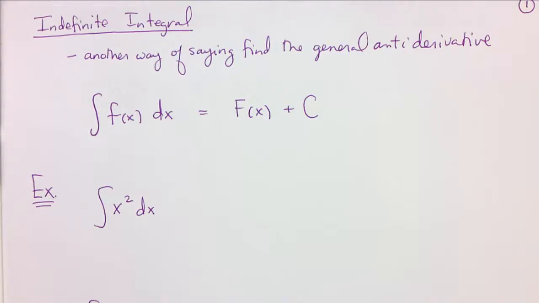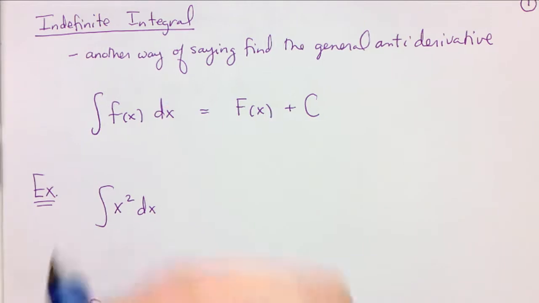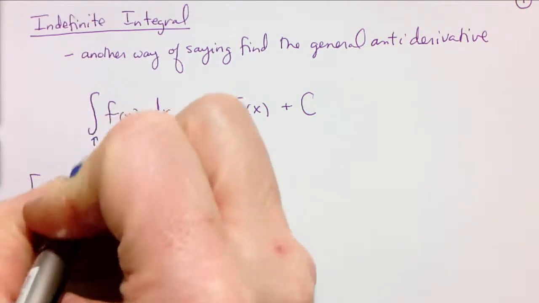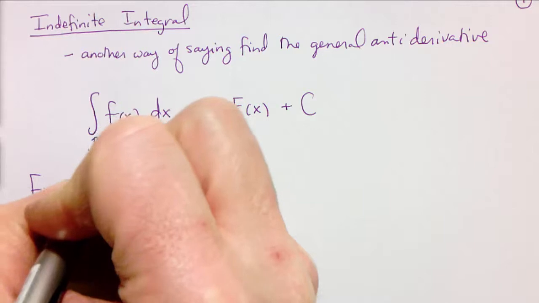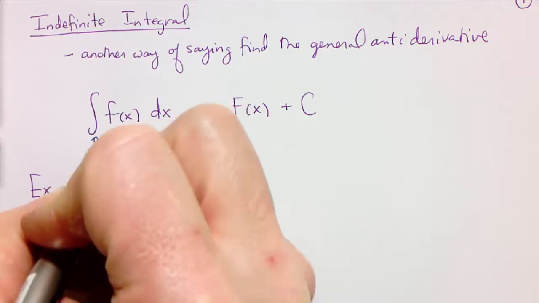We're going to look at what are called indefinite integrals. This is just another way to say that what we want to do is find the general antiderivative. So what are the pieces here? This is called the integral symbol, and we'll learn a lot more about it soon.